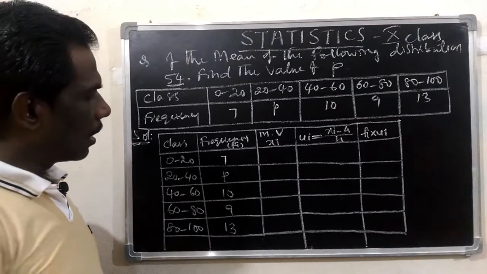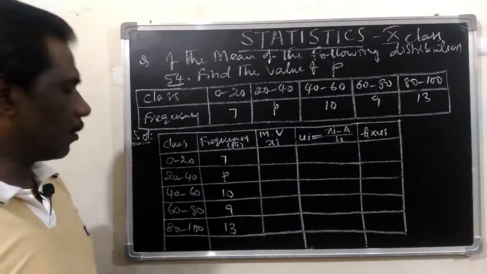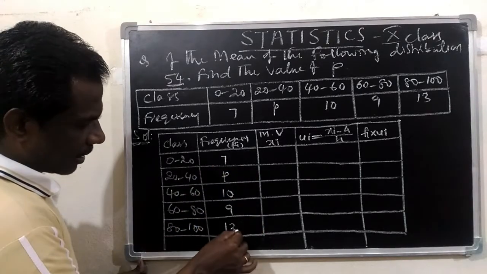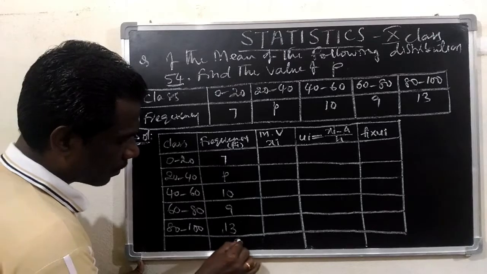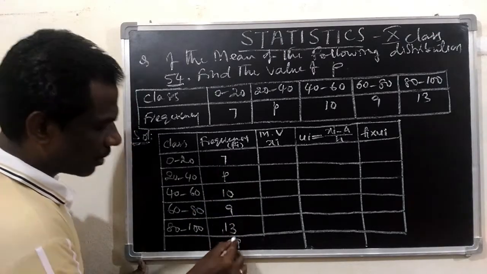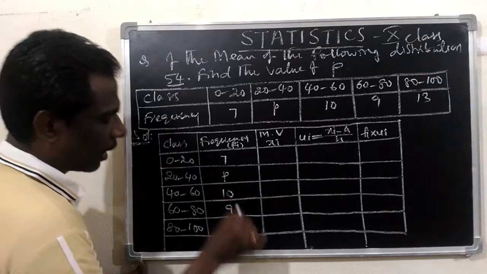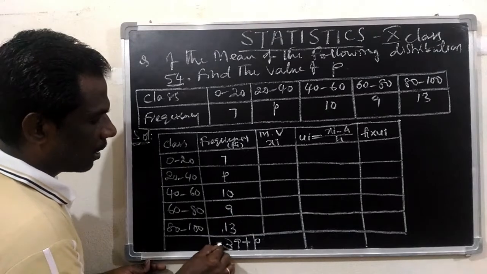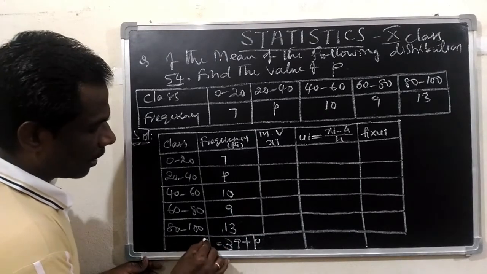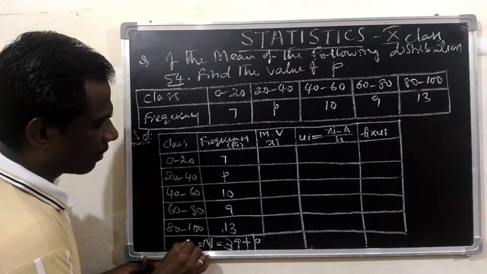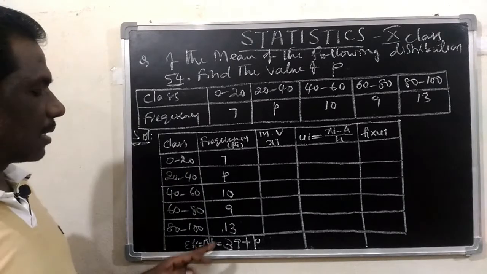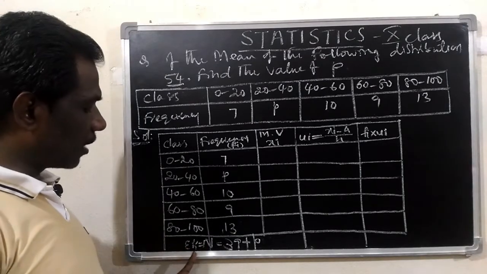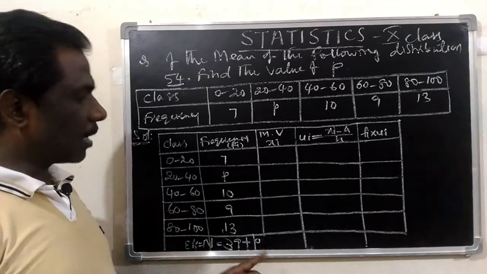First we will find the total frequency. 7 plus 9 is 16, 16 plus 3 is 19, 19 plus 1 is 20, 20 plus 1 is 21... 7 plus 9, 16. 16 plus 13 is 29, 29 plus 10 is 39. And this plus P, writing P separately, 39 plus P. This is the value of N, or we can say sigma Fi. Sigma Fi is equal to N, which is equal to 39 plus P.